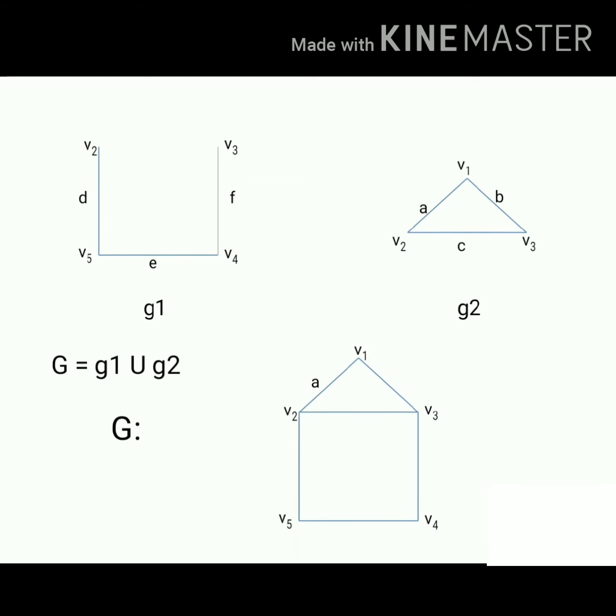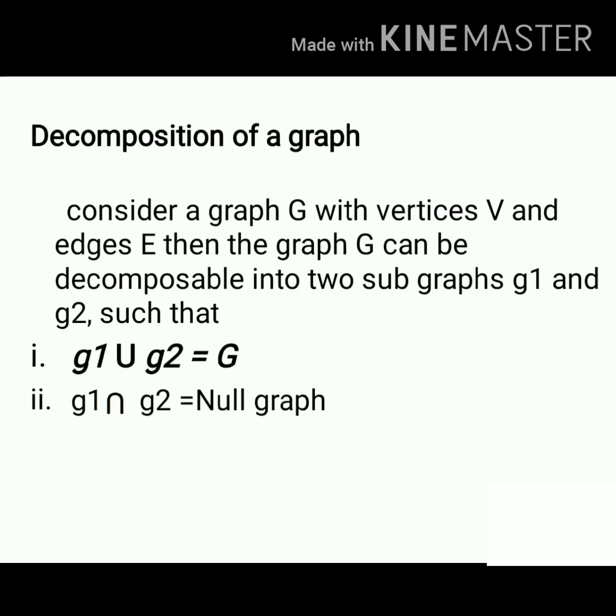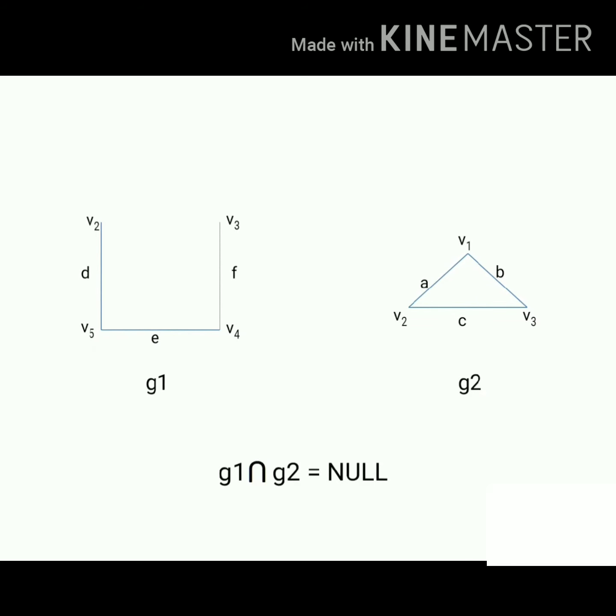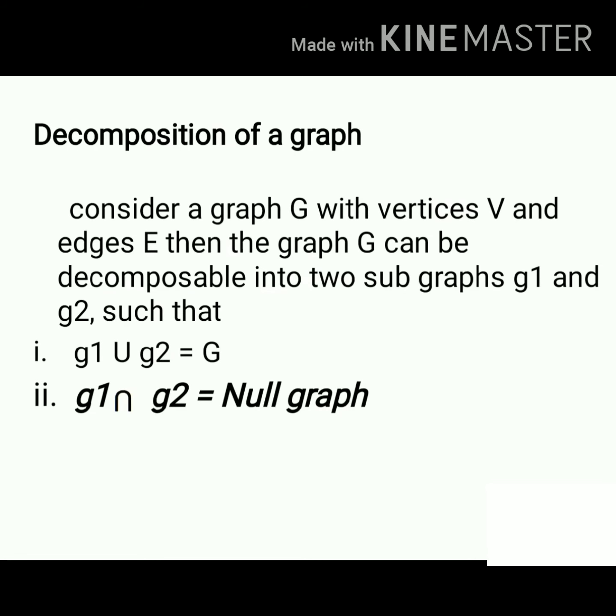See here, the G1 union G2 is equal to G. Now the intersection of graphs G1 and G2 is a null graph, because these two graphs G1 and G2 do not contain any common edge. Okay, they contain two common vertices but they do not contain any common edges. So because of that, the intersection is a null graph.